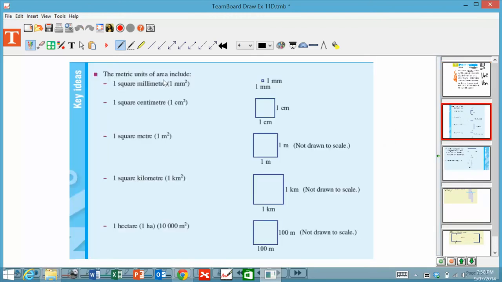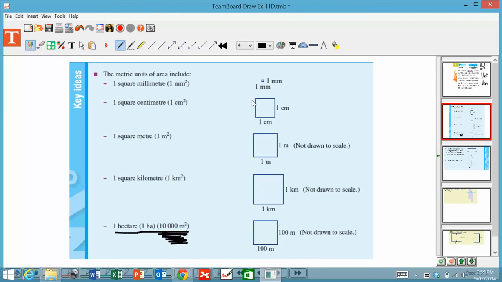Okay, so metric units of area, not length, include 1 square millimetre, 1 square centimetre, 1 square metre, 1 square kilometre, and a hectare, which you do need to know is 10 000 metres squared. All right, so that is a hectare. So 100 by 100 metres is a hectare. You do need to understand what a hectare is. We don't talk about hectares too often, but understand that it is basically a square of 100 metres by 100 metres.